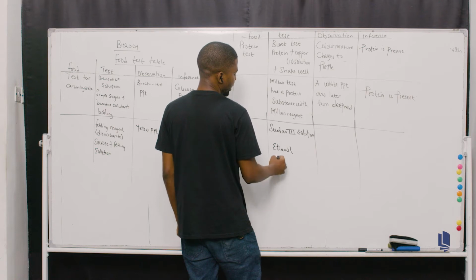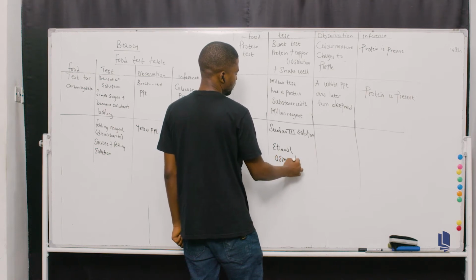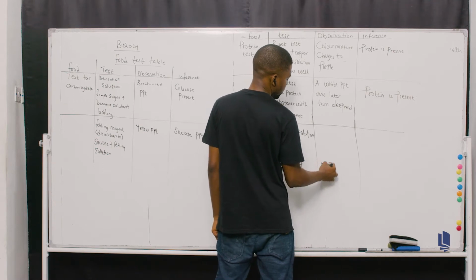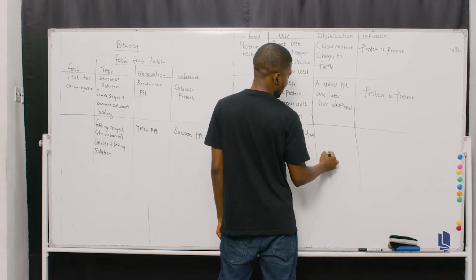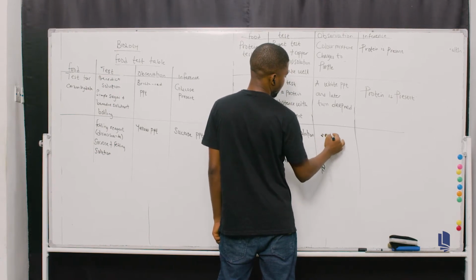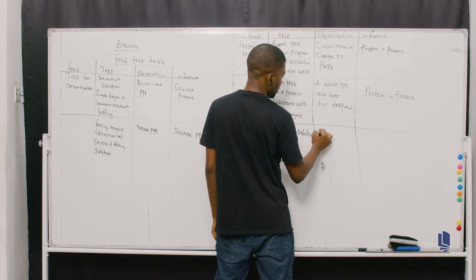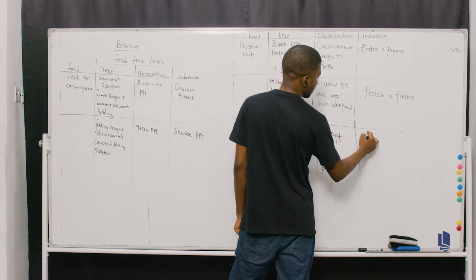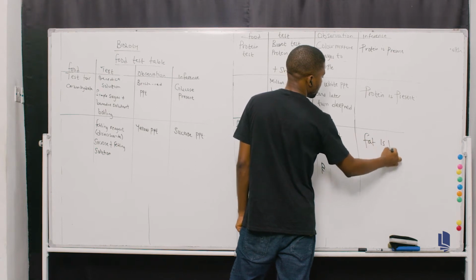Okay. I gave you the osmic test. Black precipitate. This one is red. Sorry. Red. This one is red too. The red precipitate shows that what? Fat is present. Okay.